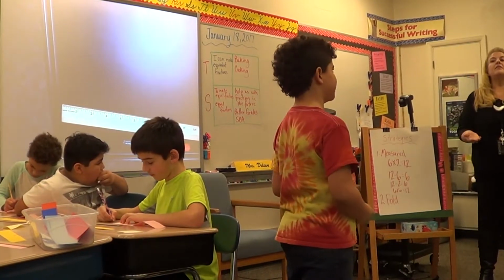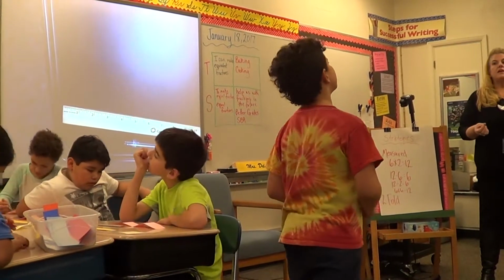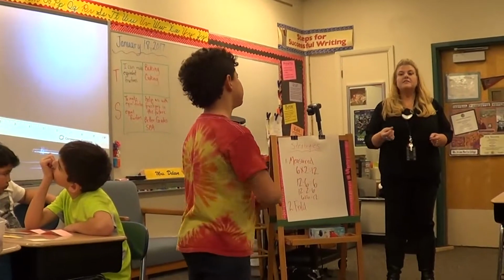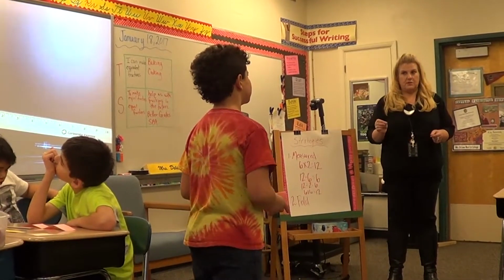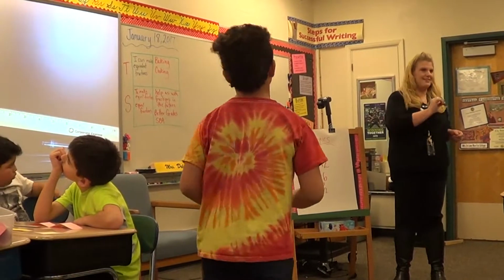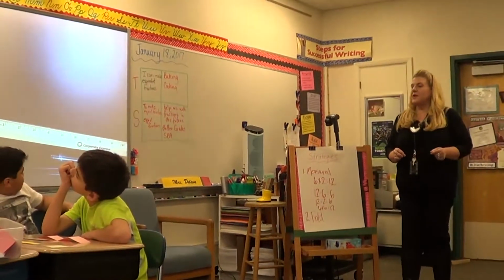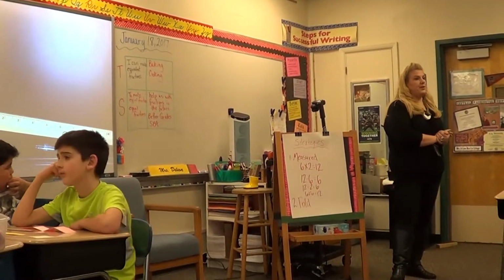I skip counted by 3s. Skip counted by 3s. And then the 12 divided by 4. Okay. Is that also your multiples of 3? 3, 6, 9, 12. Nice job. Okay. This is what we're going to do.